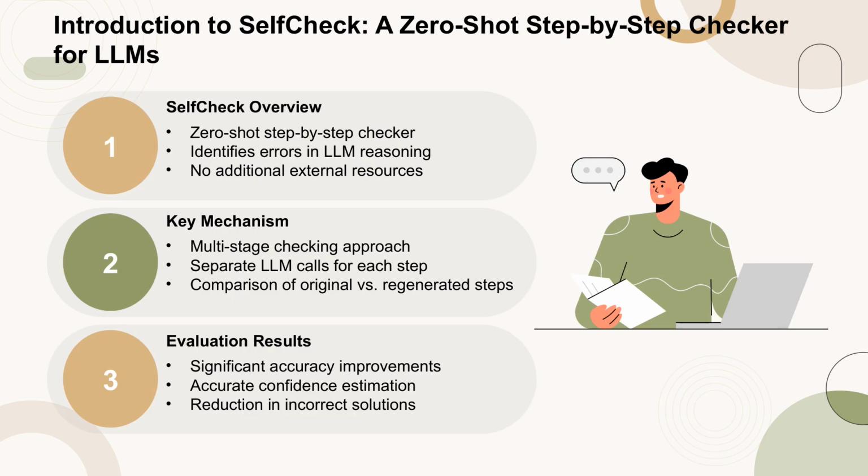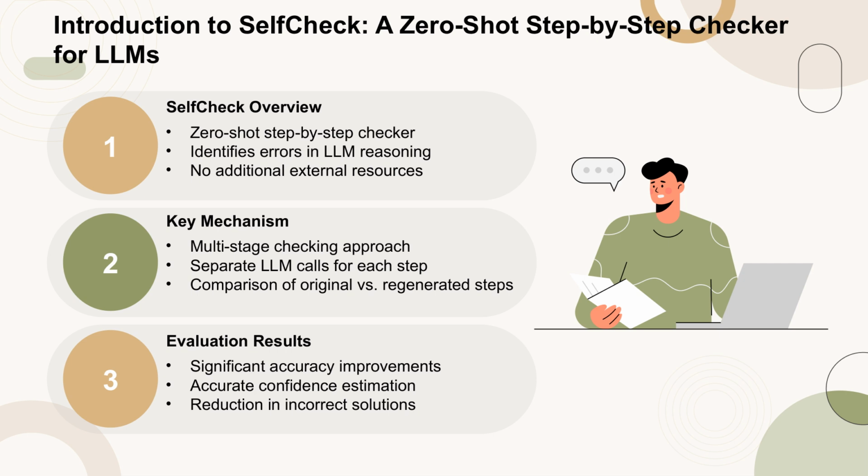SelfCheck is a novel zero-shot step-by-step checker designed to identify errors in the reasoning chains of large language models. Unlike existing methods, it does not require additional training data or domain-specific exemplars. The key mechanism involves a multi-stage approach where each step in the reasoning chain is checked by regenerating it independently and comparing it to the original. This method ensures that errors are decorrelated between the generation and checking stages. Evaluations on 3 math tasks show significant improvements in final answer accuracies and a reduction in incorrect solutions when filtering out low-confidence answers.